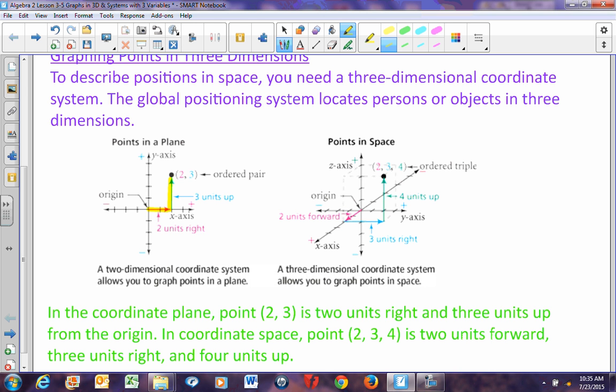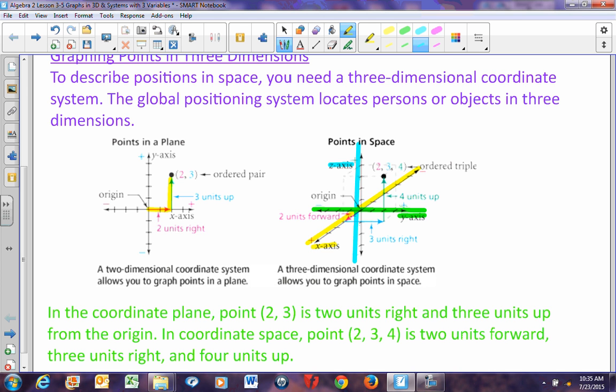In space, a 3-dimensional point, say the point 2, 3, 4, says that I would start at my origin, which is still in the middle here. Now, here's my x-axis, my y-axis is here, and my z-axis is here. So the x-axis is front to back, my y-axis is left and right, and my z-axis is up and down.